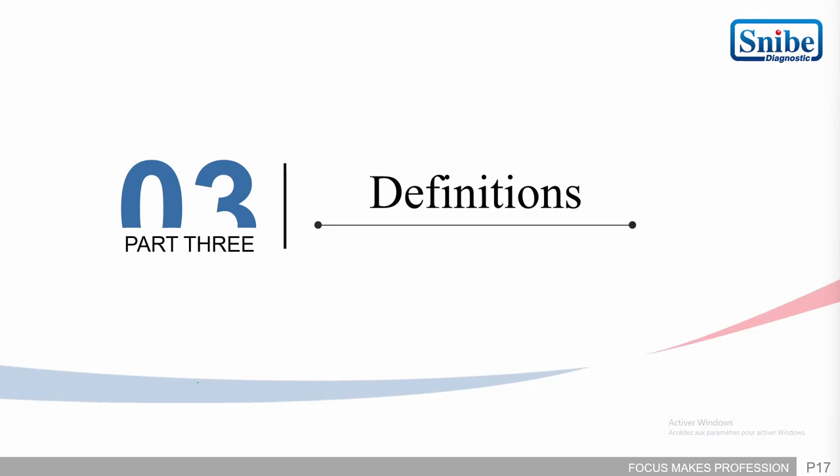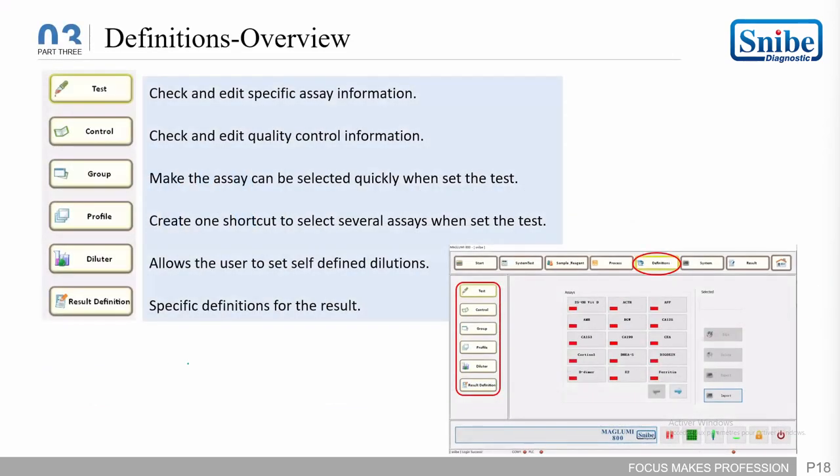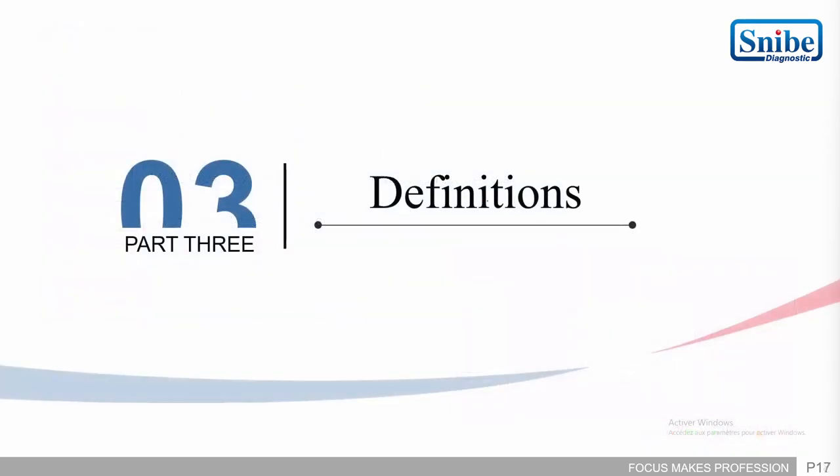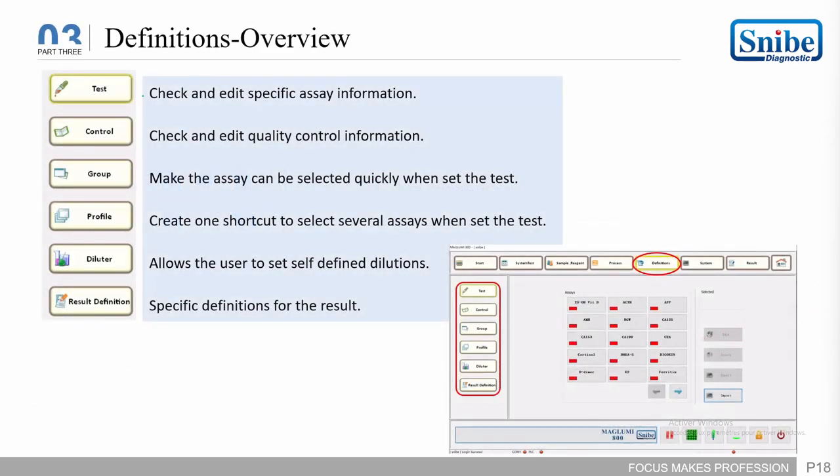Then the other interface is definition. For definition, most of the settings are in this interface. Firstly, on the left side we have some functional buttons: tests, control, group, profile, diluter, result definition. The tests button is to check and edit the specific assay information. All the assay information is displayed here. Just select the parameter and check.